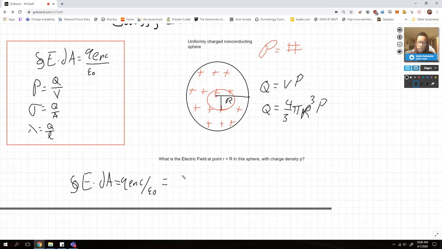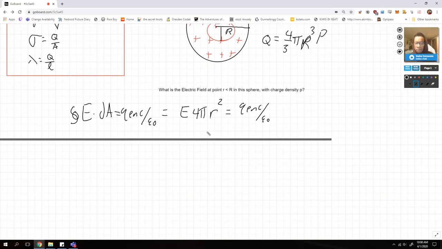This is going to be equal to the integral over this entire area, so I'm just going to get the area of a sphere, 4 pi, and I'm going to concentrate on my Gaussian sphere. So I'm going to use lowercase r squared is equal to Q enclosed over epsilon naught. I still have an unknown here because I don't know how much charge I've enclosed, so I have to figure out Q enclosed.